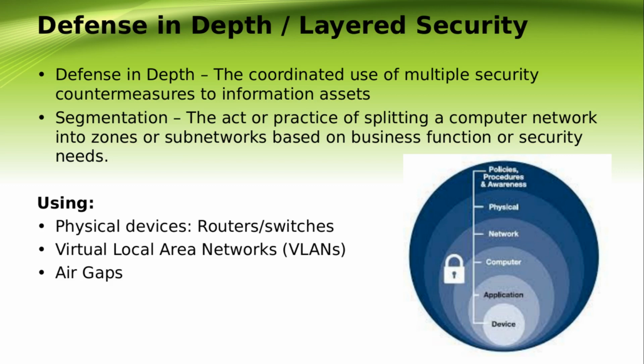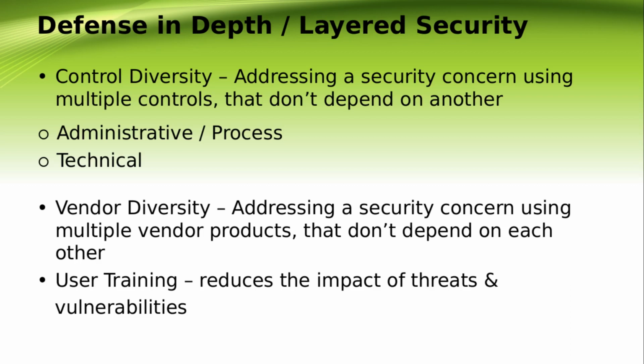Using physical devices, routers, switches, virtual local area networks, or air gaps. You can also see the frame on the bottom right side: device, applications, computer, network, physical, layer by layer. This is control diversity, as I said before: addressing a security concern using multiple controls that don't depend on one another, administrative and technical.